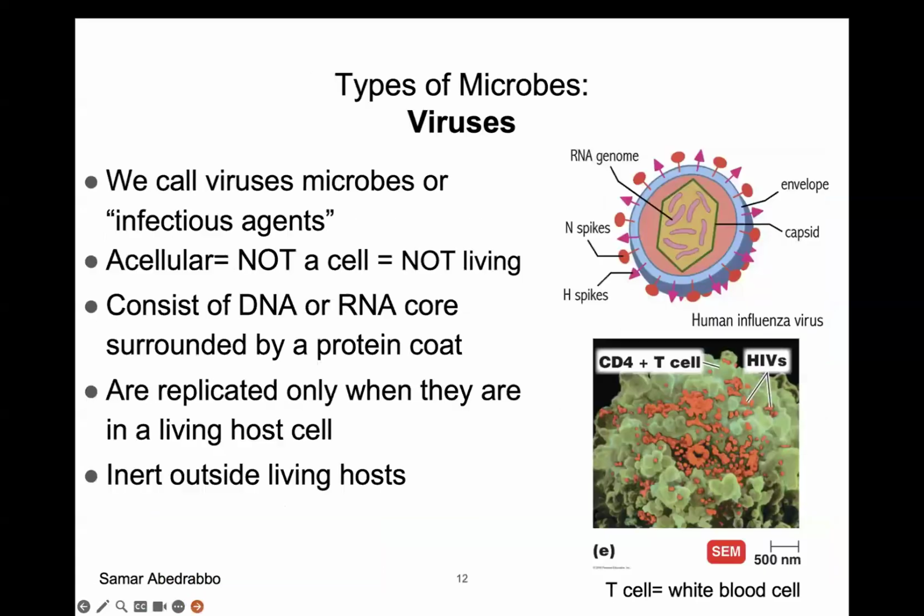Okay, and the final microbe I wanted to talk about is viruses, which we've all heard of. We call viruses microbes or infectious agents. Viruses are not prokaryotic or eukaryotic cells because viruses are not alive. We will learn all about viruses later. I am aware that they've caused a pandemic and they're very dangerous, and it sounds weird to say that they're not living, but they really are not living.